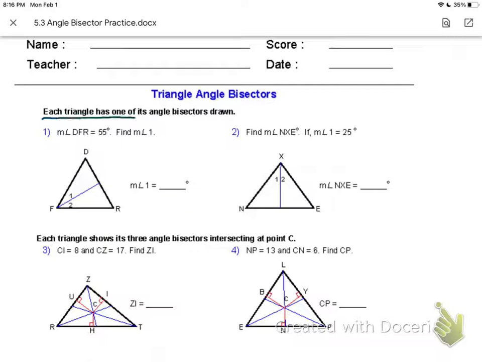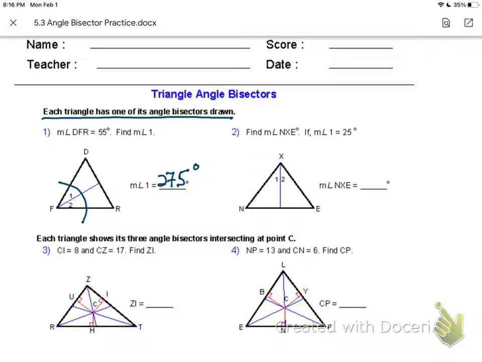Okay, so looking at the first one, first off, they tell us each triangle has one of its angle bisectors drawn. What I see drawn is the angle bisector for angle F. And if they tell me that DFR, the whole angle, is 55 degrees, then angle 1 is half of that. So take your 55 degrees and divide it in half, and you should be getting 27.5 degrees. That's what angle 1 is.